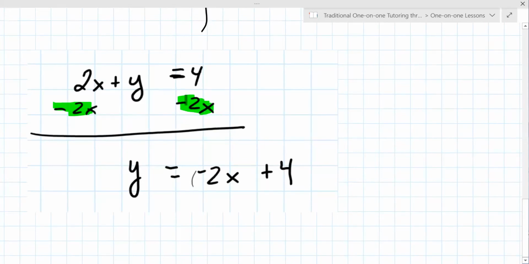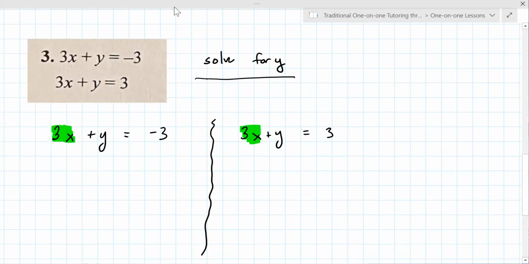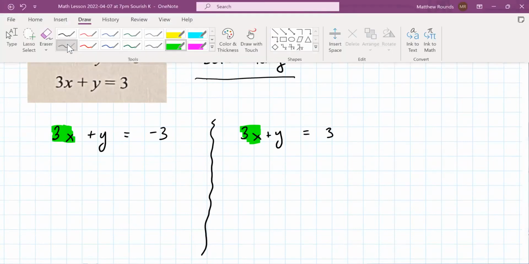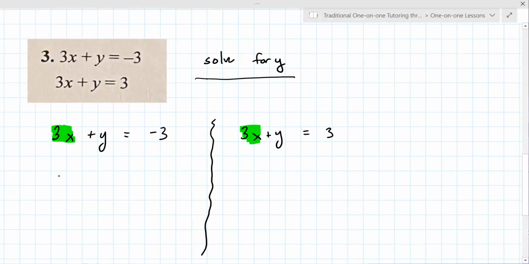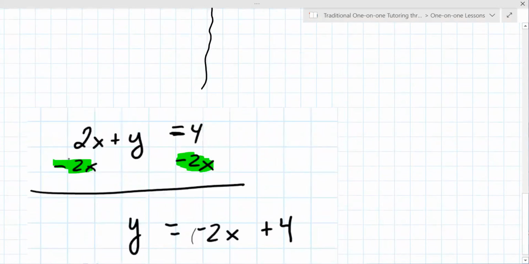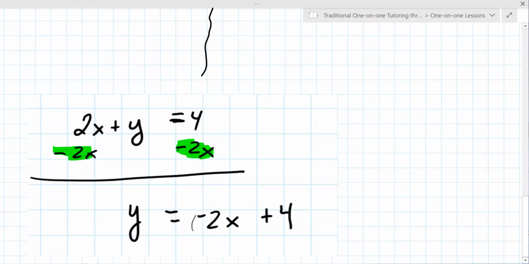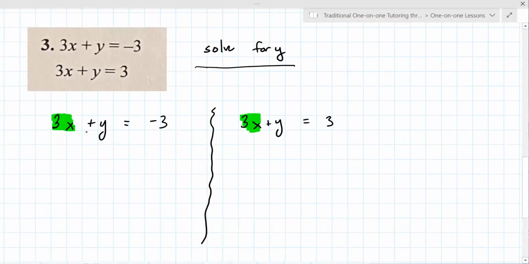Negative 2x. Why would we subtract 2x? Because it's a positive 2. That's right. So back up here, what do you think you should do to the 3x? You should put a negative. So we subtracted 2x because there's 2x here. Subtract 3x, subtract 3x. Yeah.